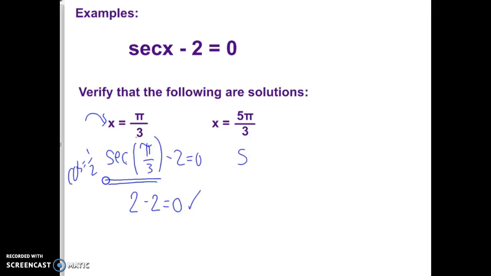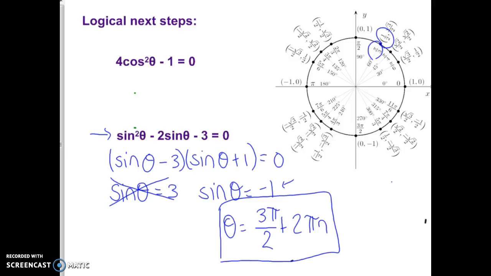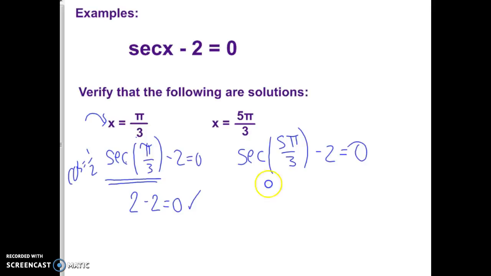Let's go similarly. Let's sub in 5 pi over 3, and let's see if, when 2 is subtracted from that, it equals 0. 5 pi thirds on your unit circle is right here. There's the cosine value, which is 1/2. Cosine is still 1/2, so secant is still 2, and 2 minus 2 is still 0.